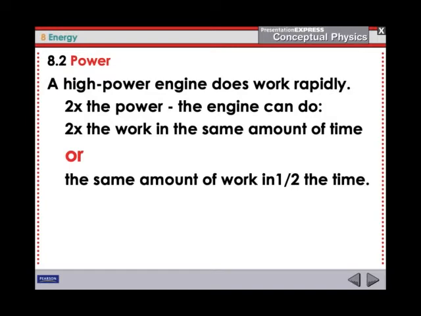A high-powered machine does work rapidly. If it has 2 times the power, the engine can do 2 times the work in the same amount of time. Okay, that makes sense. Or the same amount of work in half the time because it's working twice as fast.